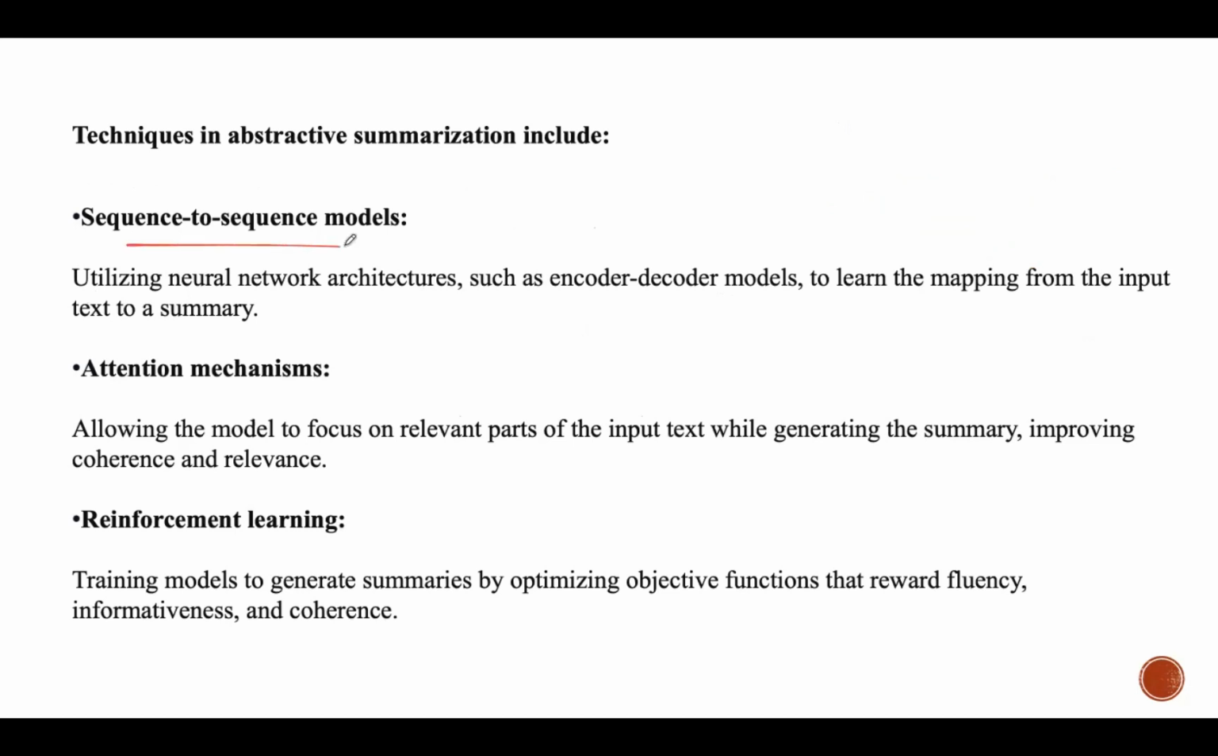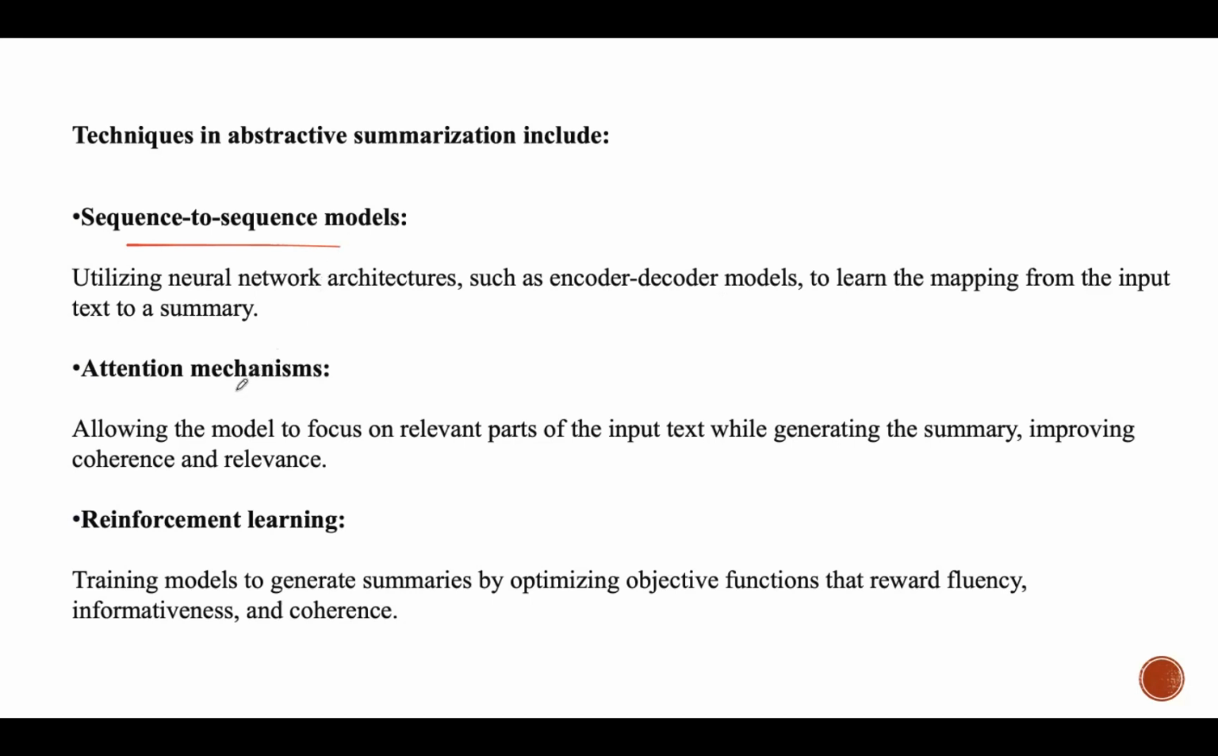So here encoder decoder architecture comes under this. So this framework mainly uses two recurrent neural networks or transformer based models. An encoder to encode the input text to a fixed length context vector, and we can use a decoder to generate the summary based on the context vector. So models like LSTM or GRU can be used as encoder and decoder.